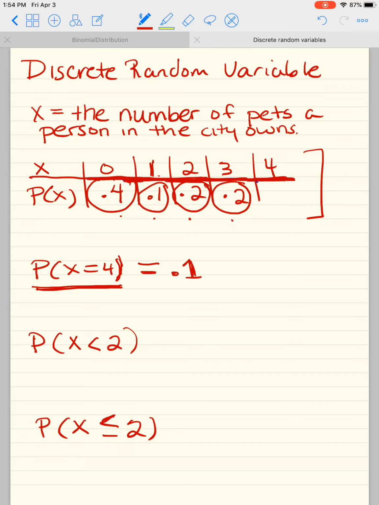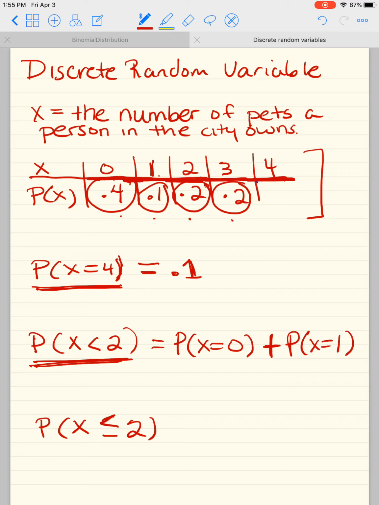What's the probability that x is less than 2? Well, less than 2 means the probability that x equals 0 or the probability that x is 1. In probability, or means to add. So the probability that x equals 0 is 0.4, and the probability that x equals 1 is 0.1. So there's about a 50% chance that someone owns less than 2 pets.